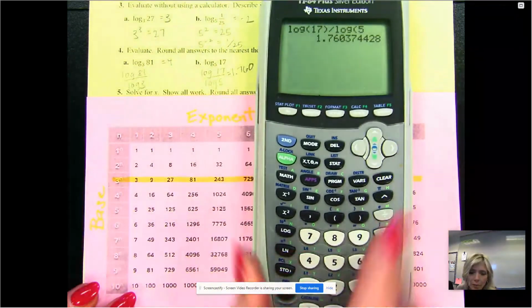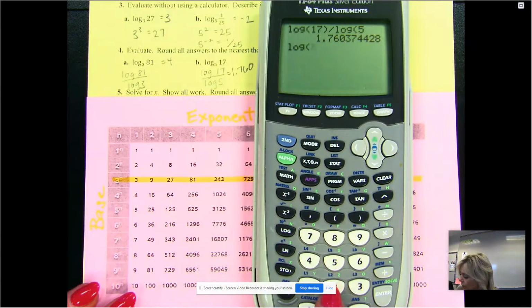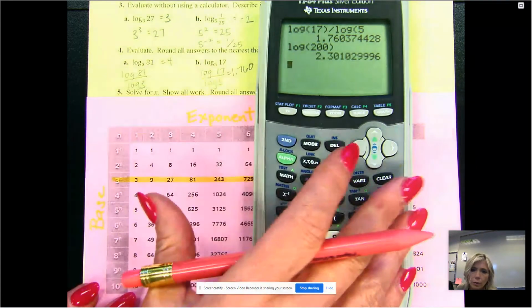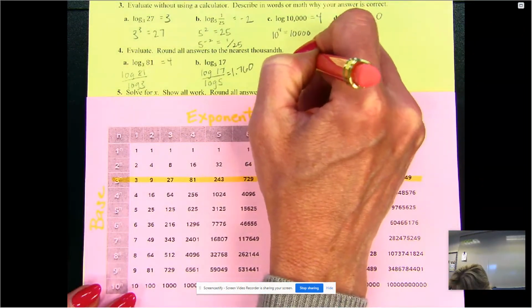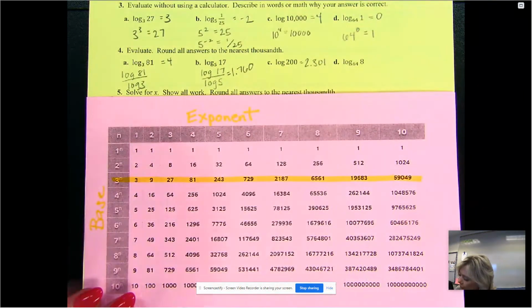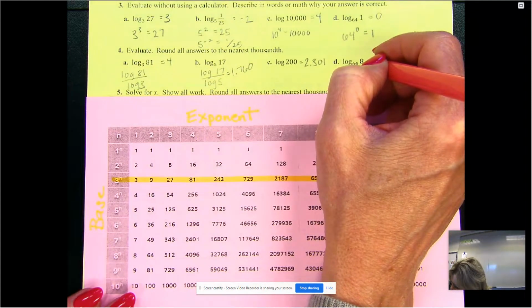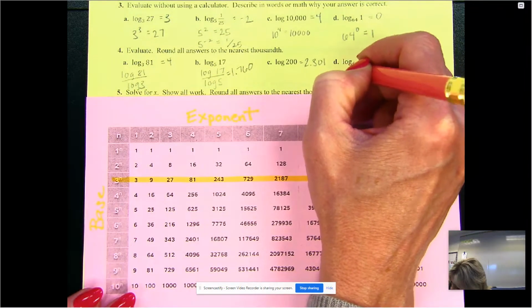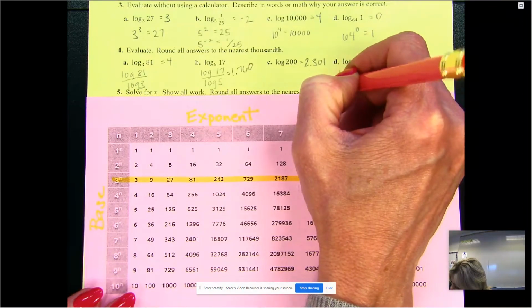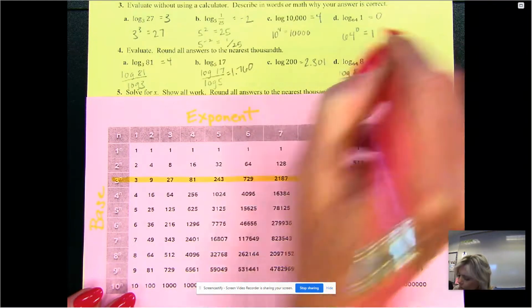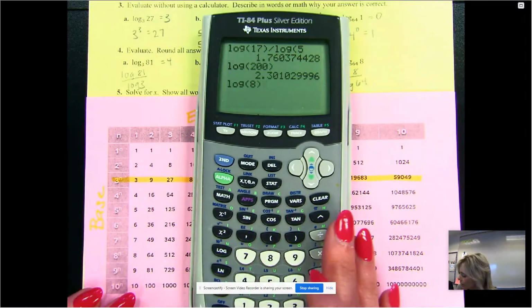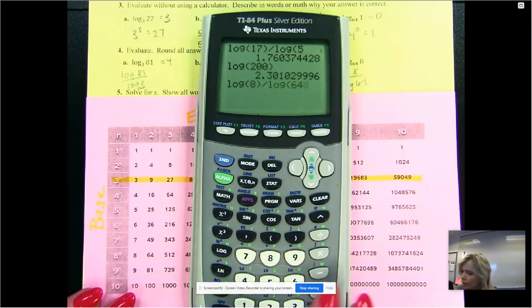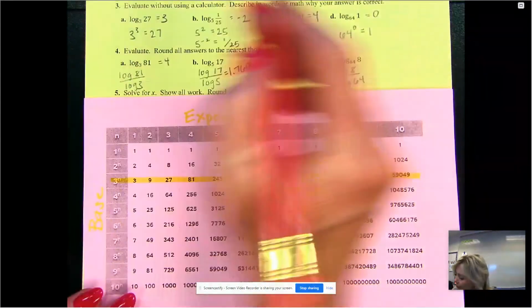For C, it's the log of 200. I don't have to use a formula because I can just use the log button, 200. Since the base is 10, that's the base that the calculator knows. 2.301. And then for D, the log of 8 divided by the log of 64. So here on the calculator, the log of 8, close the parenthesis, divide by the log of 64. And we get 0.5.